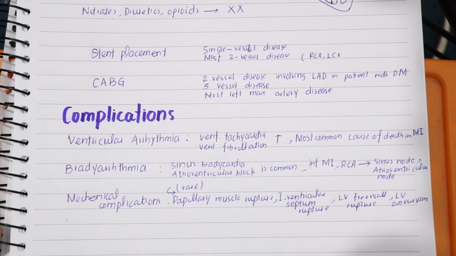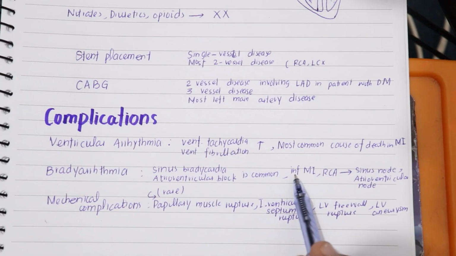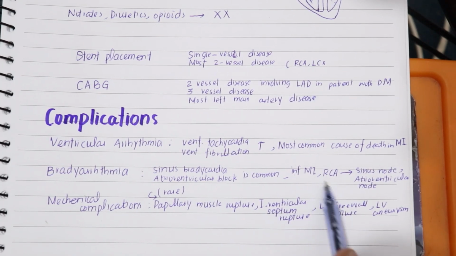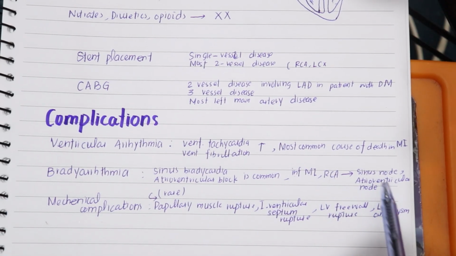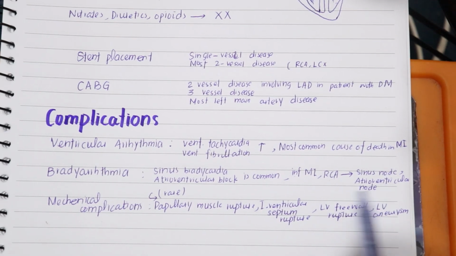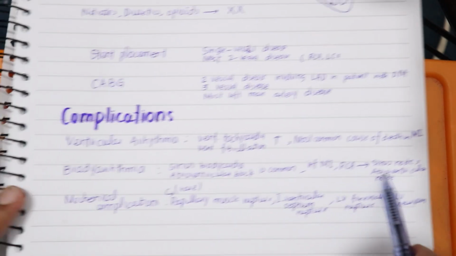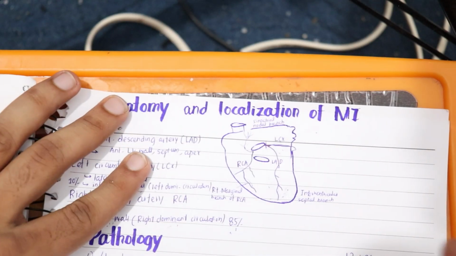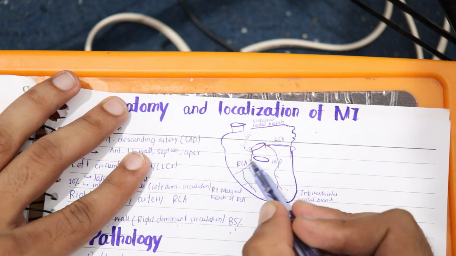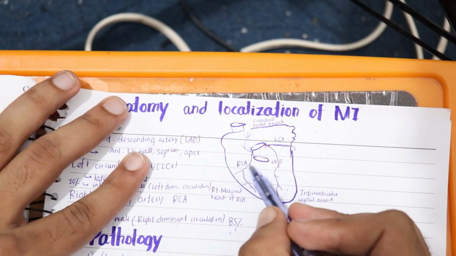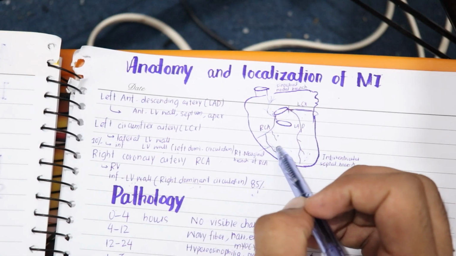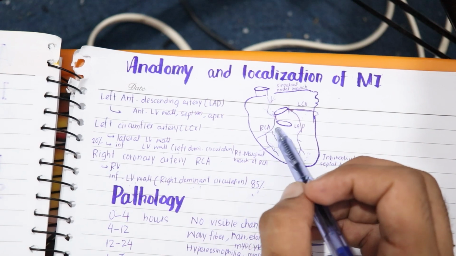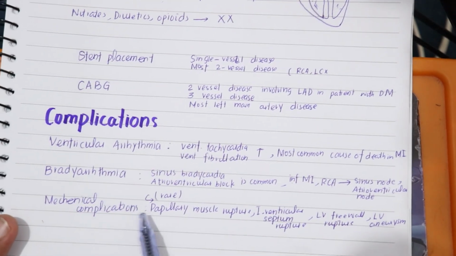atrioventricular block, which is common. I'll teach you how. In inferior MI, if the RCA, right coronary artery, is blocked, because the right coronary artery supplies blood to the sinus node and atrioventricular node, and if there is no supply to these nodes, they don't work, and what happens? There would be bradycardia like this one. So if there is occlusion of this part of the right coronary artery, its one branch is supplying the sinoatrial node, and its other branch is supplying the atrioventricular node. If there is blockage, there would be no node function, so there would be bradyarrhythmias.